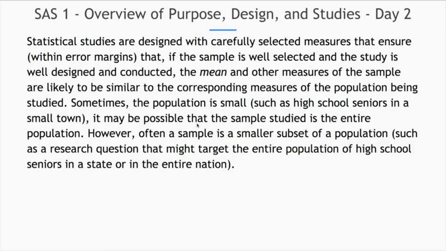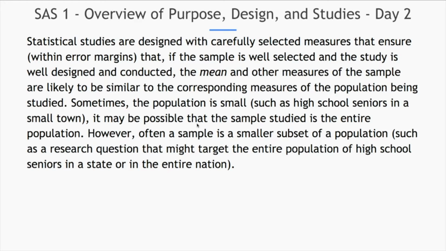All right, so statistical studies are designed with carefully selected measures that ensure, within margins of error, that if the sample is well selected and the study is well designed and conducted, the mean or average and other measures of the sample are likely to be similar to the corresponding measures of the population being studied. Sometimes the population is small, such as high school seniors in a small town.